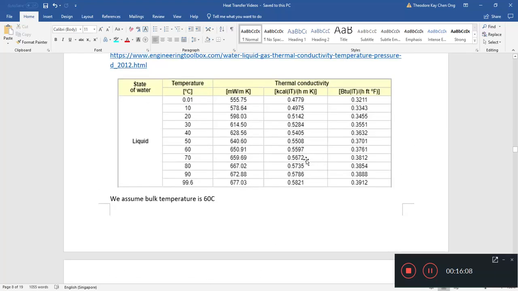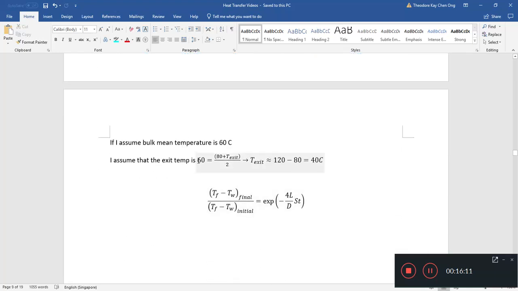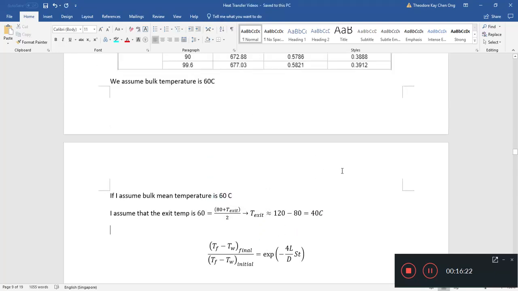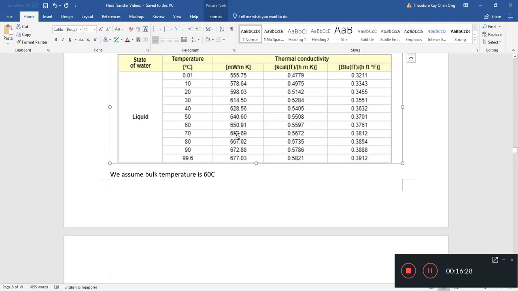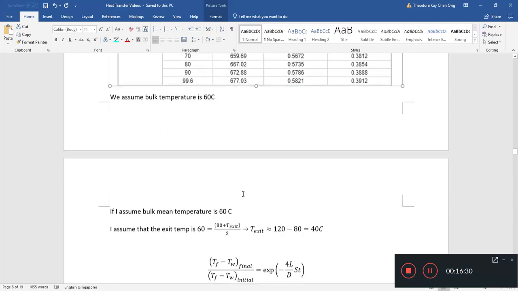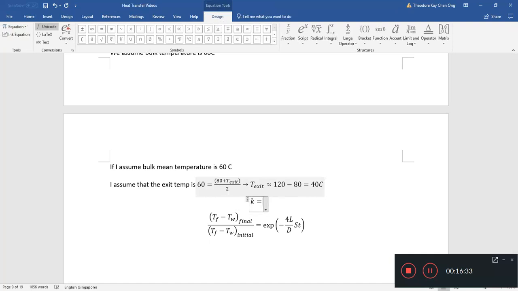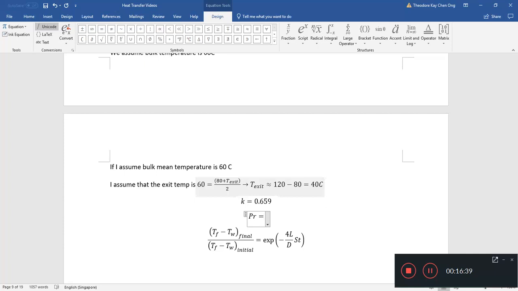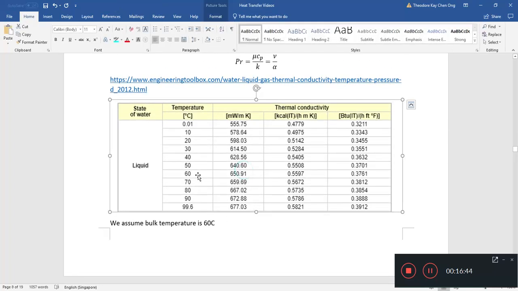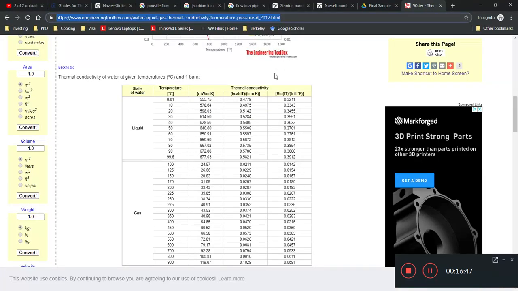So what's next? We have our exit temperature, which we assume is 40 degrees C, and we assume the bulk mean temperature is 60 degrees C. All right. So bulk mean temperature is 60 degrees C, which means that the conductivity here is 0.659. So K equals 0.659. What's the Prandtl number? Well, we still need one more property, right? Constant pressure heat capacity.